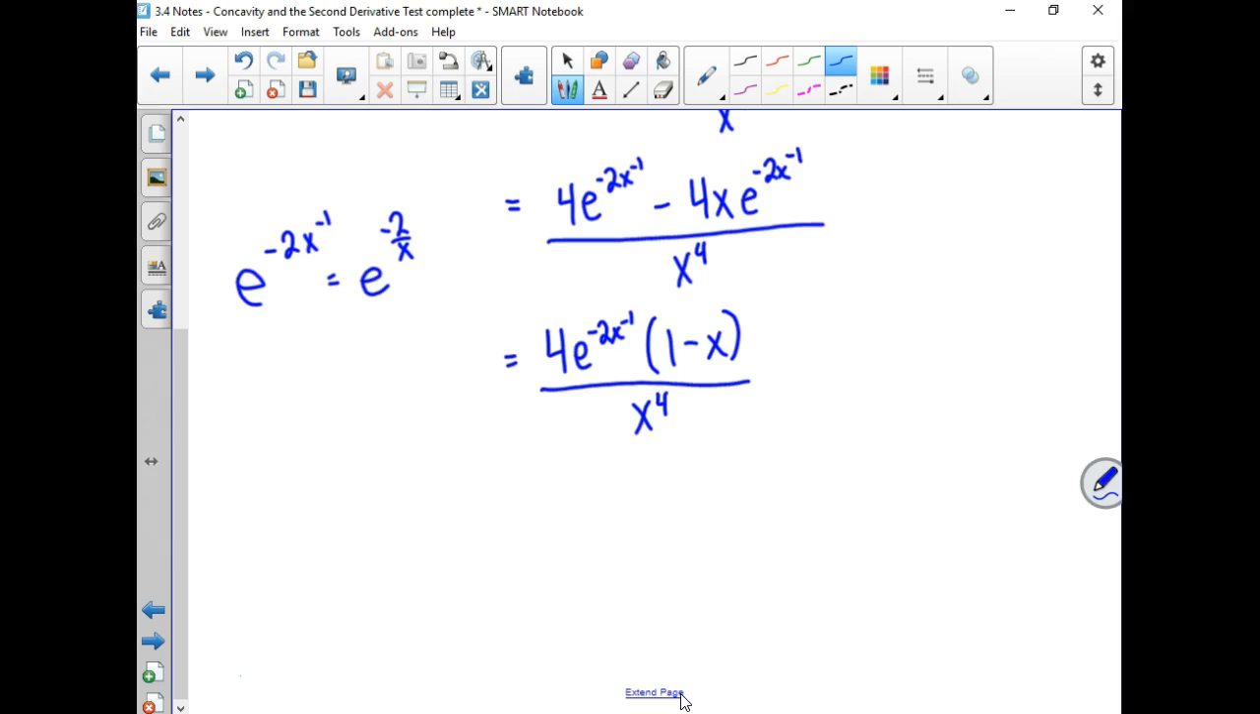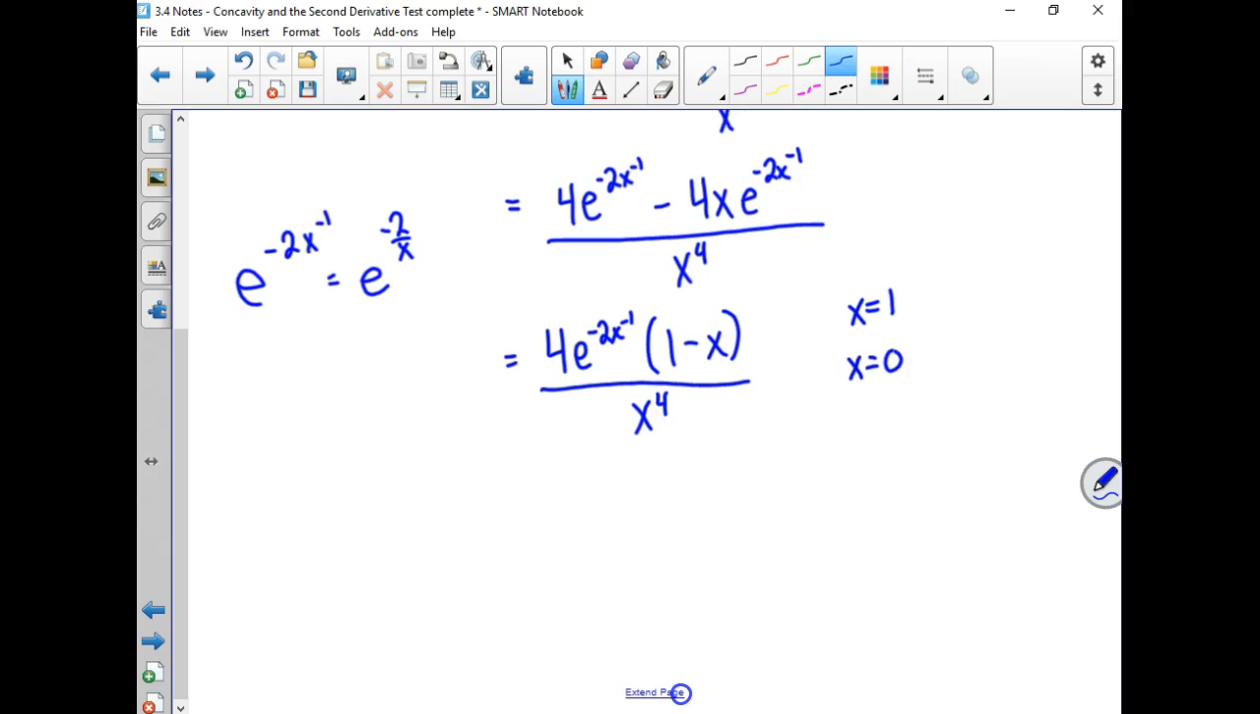Because e to the negative 2x to the negative 1, is it ever 0? No. Is it ever negative? No, it's always positive. So it's not going to factor into our sign line very much, and it's not going to be a critical value. So rather than try to work with it some, let's just leave it like it is. So the critical values are going to come from this 1 minus x, which will give us x equals 1, and then the denominator, x equals 0.